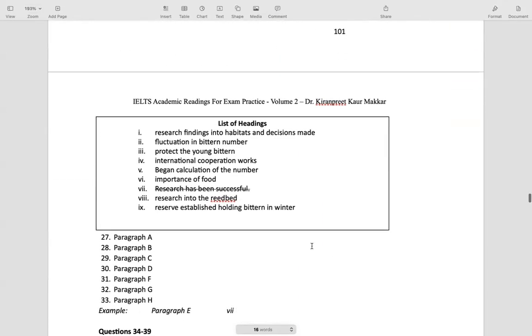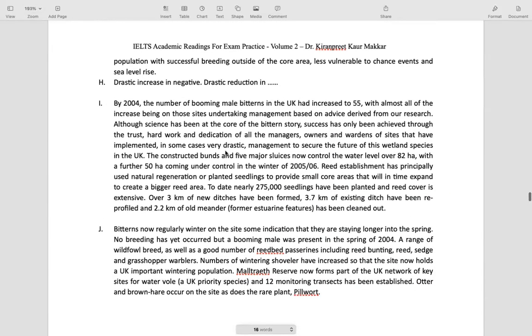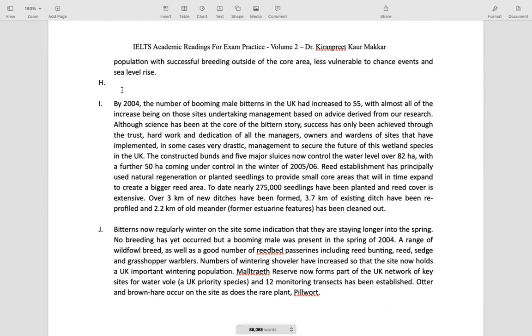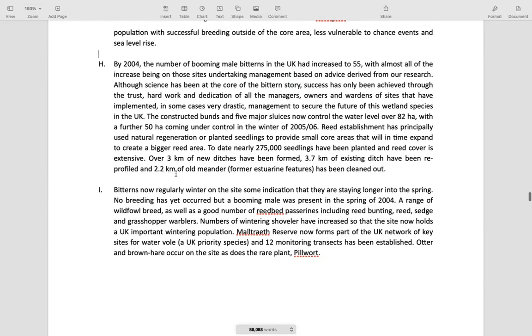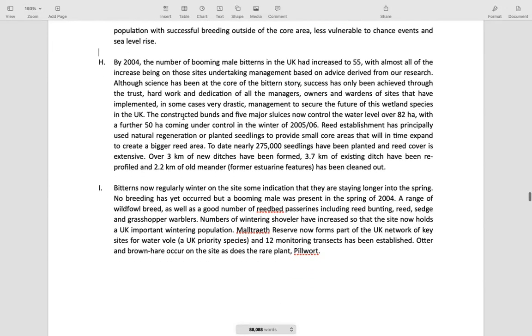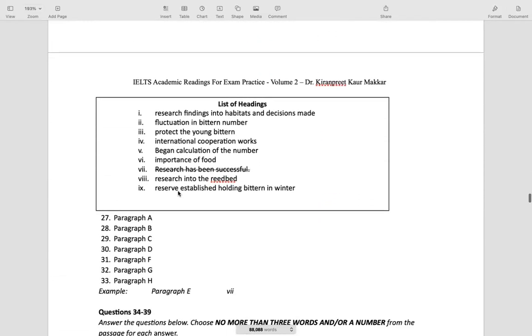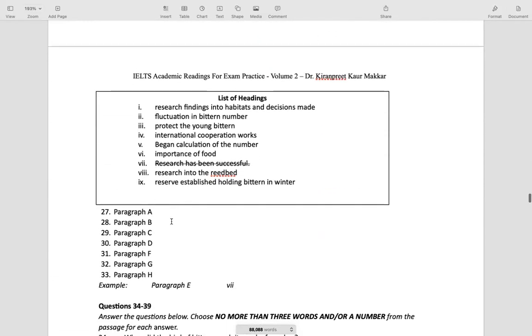Okay, so first it's headings. I want to tell you, first of all, that some paragraphs don't have a correct heading. For the I paragraph and for the H paragraph, I didn't find a good heading. So you will tell me a suitable heading for the H paragraph later on. So there's a mistake, don't worry about it. Let's start with the rest of them.